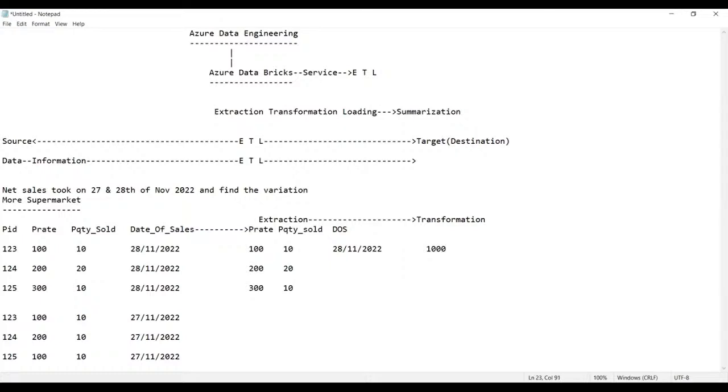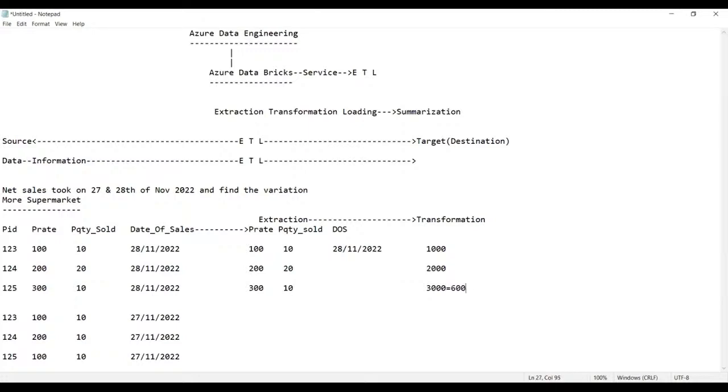1000. Very good. 200 into 20 means what? 2000? Very good, 4000. And the next one is what? 3000. So now, guys, 1000, 2000, 3000. Now you have performed some arithmetic operations. Now sum all the values: 1000 plus 2000 plus 3000. What is the total sum you have? Can you tell me?